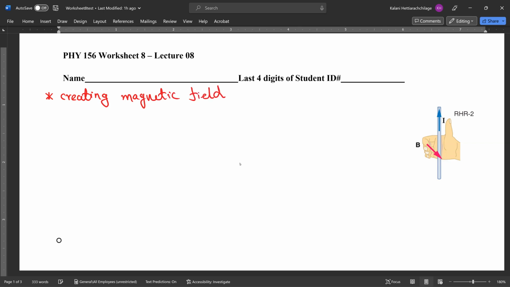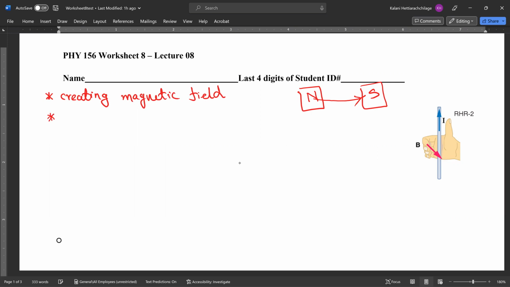As soon as you know about creating a magnetic field, definitely if you have a magnet, I know how to create the magnetic field, right? If I have a north and south magnet, the field will be going from north to south. So there is a magnetic field in between these two. That we already know. In addition to that, there are current carrying wires that can create the magnetic field.